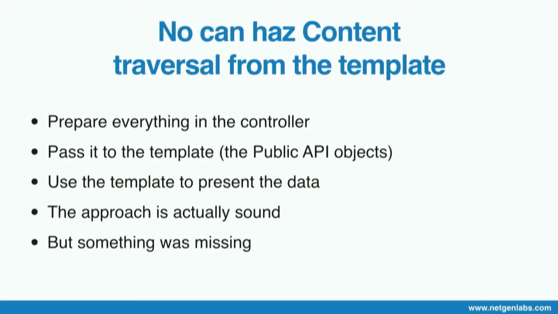And the problem is actually in the design of the public API, which is general purpose. So we have the public API objects in the template, but we don't have any kind of content traversal. You can't go from the location to the parent. You can't fetch a location's children or relations from the template. This all has to be prepared in advance.